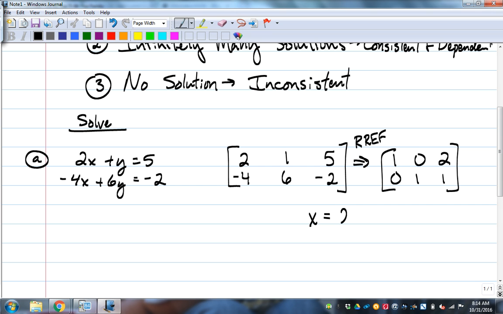It means x equals 2 and y equals 1, or the ordered pair (2, 1). This is what we're finding there, our solution for that. RREF, if somebody ever asks you, stands for reduced row echelon form.